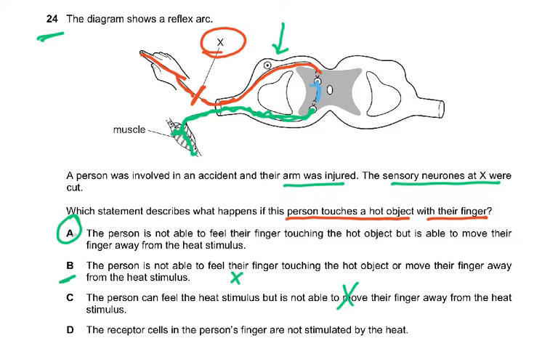So the receptor is intact. The receptor is here somewhere in the finger. The receptors are not stimulated? They are stimulated, but that impulse going into the sensory neuron is not going to go to the spinal cord, and then it's not going to go to the brain.